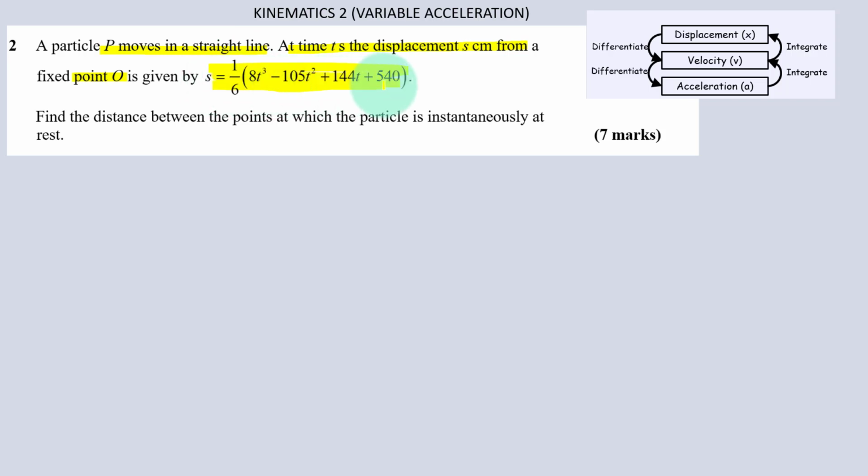So s is displacement, like x. Find the distance between the points at which the particle is instantaneously at rest. So let's think about, in the context of this question, when it is at rest, that means the velocity is what? And if you said 0, that is correct.